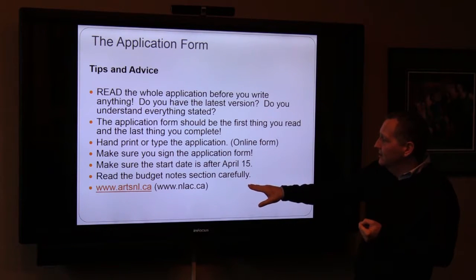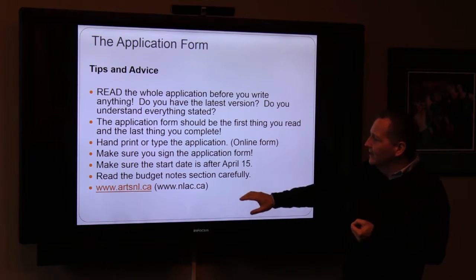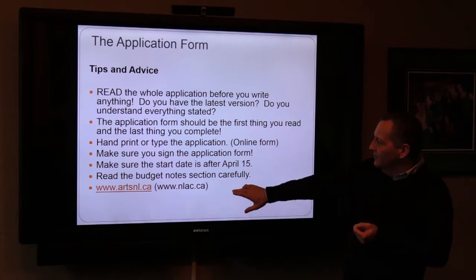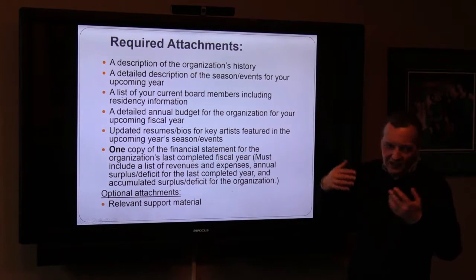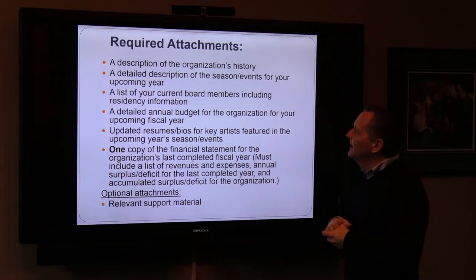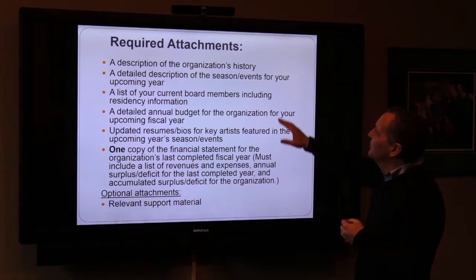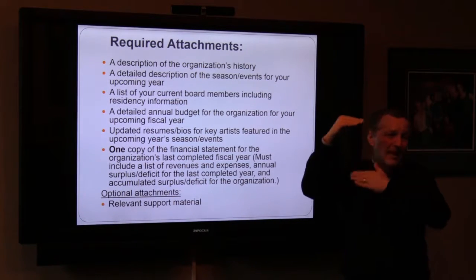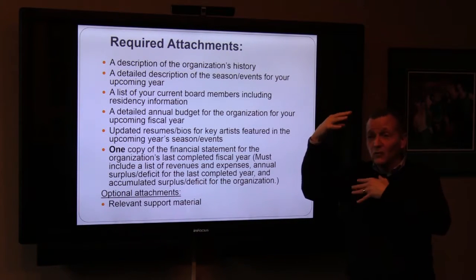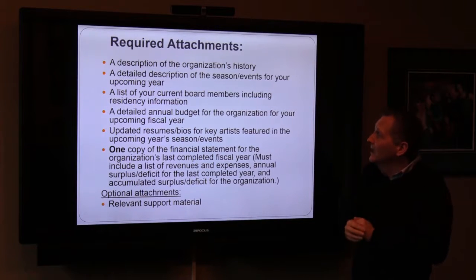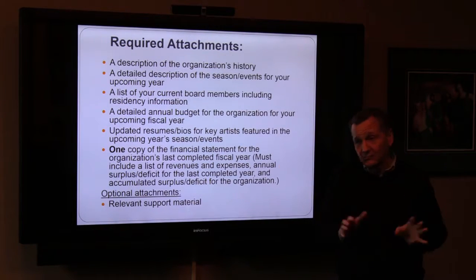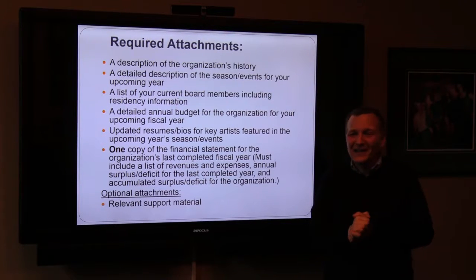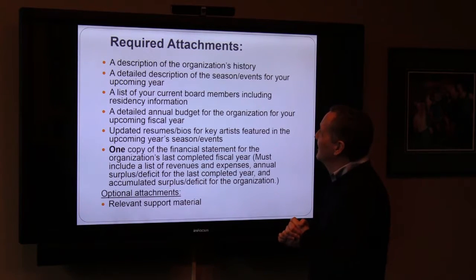Okay. Read the budget notes section carefully, and we'll get to that. On the ArtsNL website, that's where you can check the budget as well, and find the application form. So, required items: a description of the organization's history. That's like a half-pager, maximum 1 page. We just want an overview of what you've done and what you're about. I don't need 5 pages on that, and the assessment committee doesn't want to read 5 pages on that, I guarantee you. A half page to 1 page is plenty.